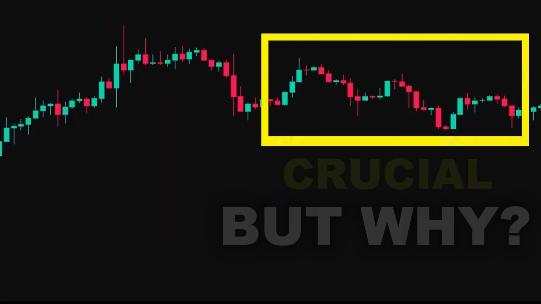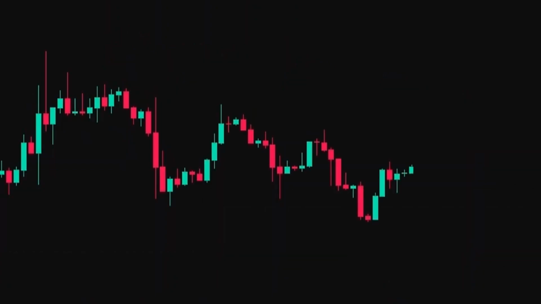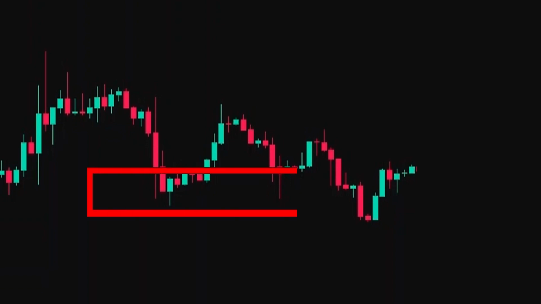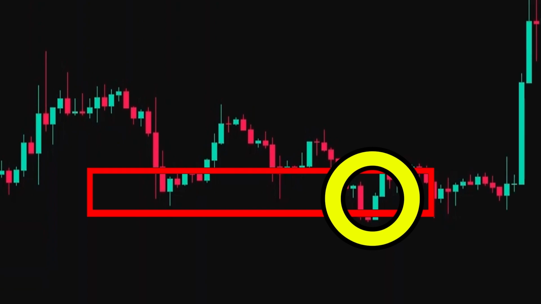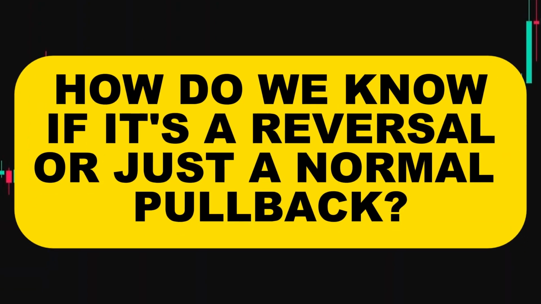Because many traders jump into a buy trade just by seeing the breakout of a single candle, often without proper confirmation. We can see that happening in this example too. At this point, the market dipped slightly below the previous low. And since it was a large bearish candle, many traders were trapped into selling at the worst possible time. Traders got trapped because they mistook it for a reversal. Now comes the big question. How do we know if it's an actual reversal or just a normal pullback?